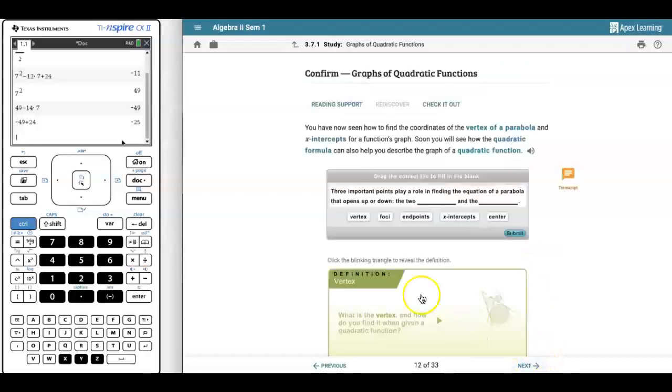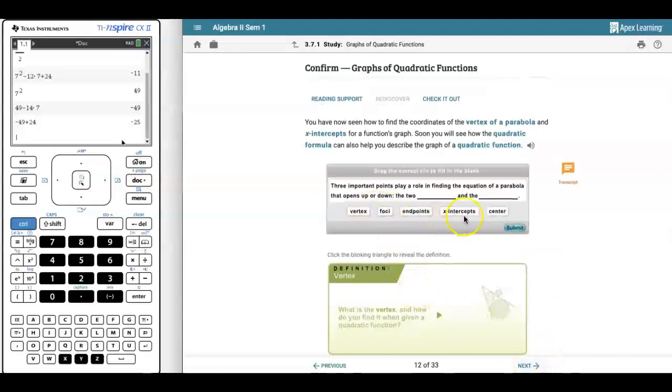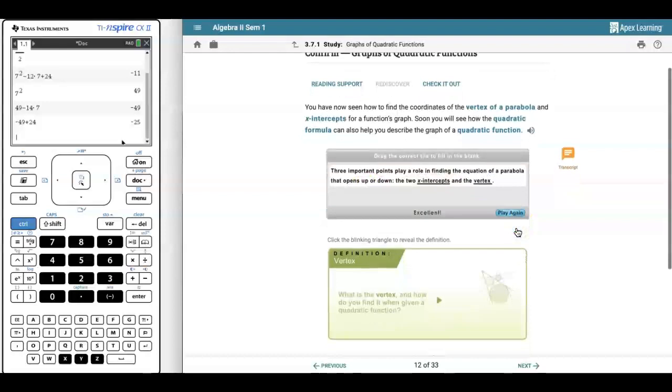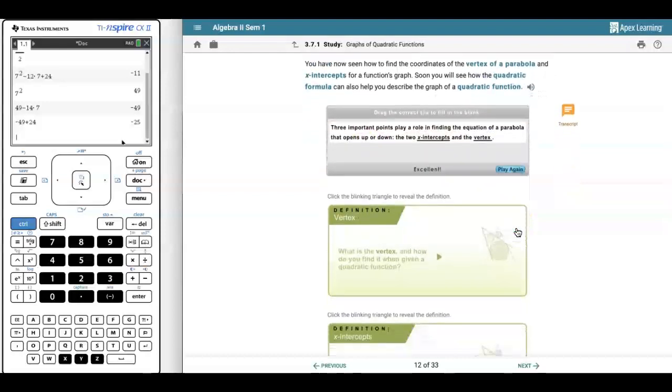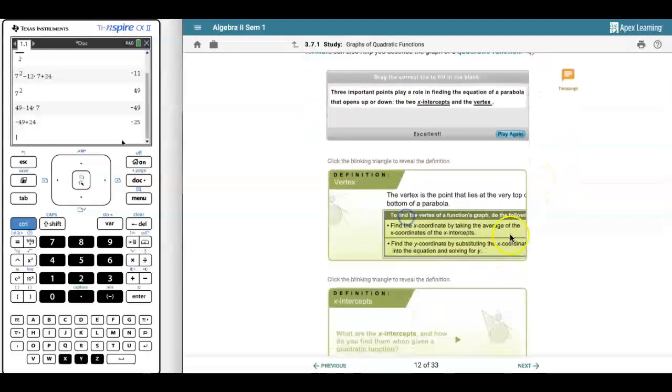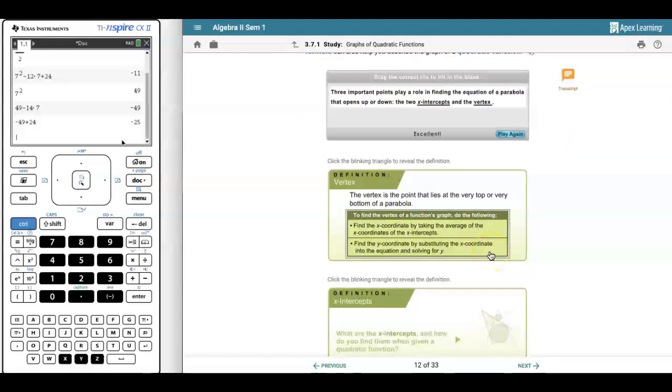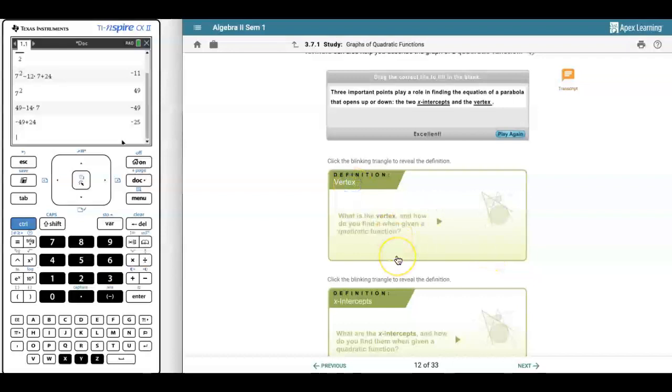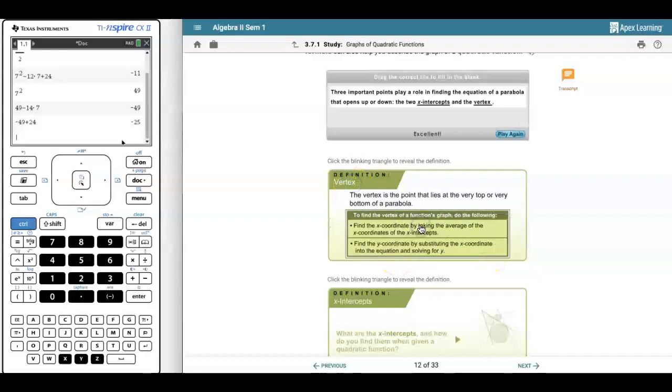So the 3 important points are the 2 x-intercepts and the vertex. Those are our 3 critical points. If you can find them, you can pretty much make any quadratic here. What is the vertex and how do you find it? Well, the vertex is the point that is either the very bottom or the very top of our parabola, depending on if it opens up or downwards.